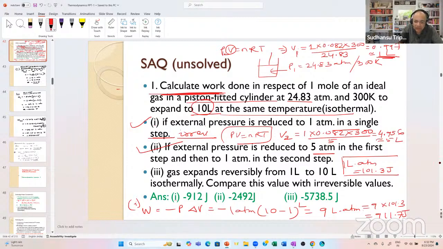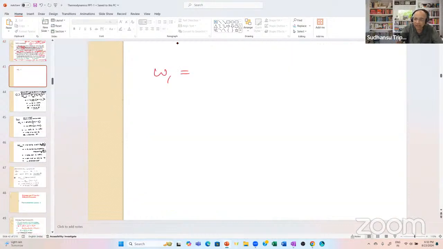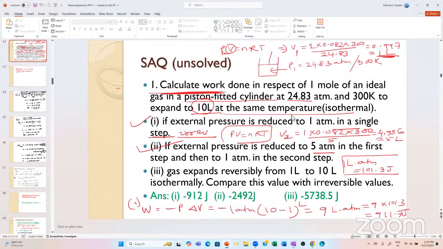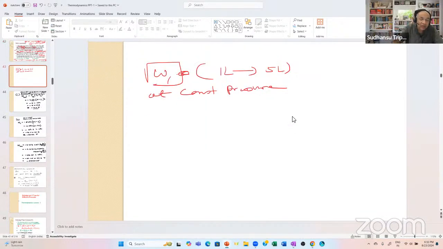Now tell me, what is the work done in the first step and then the second step? We have to find them separately. So work done in the first step, when it was brought from 1 liter to 5 liters at a constant pressure of what? 5 atm. The 24.83 load has been replaced by a 5 atmosphere load, so it is expanding under an external load of 5 atmosphere.